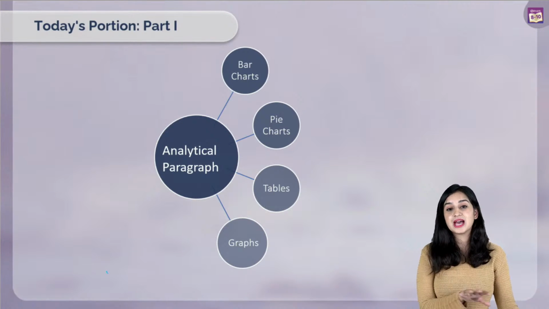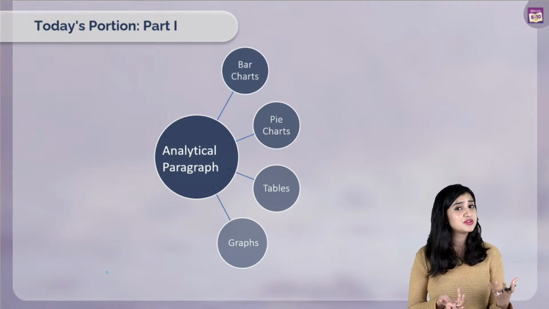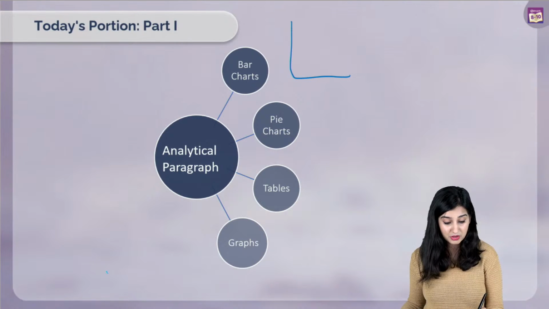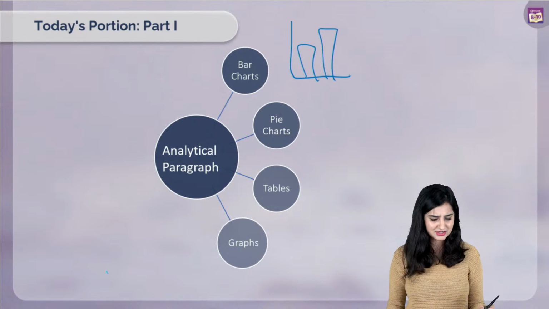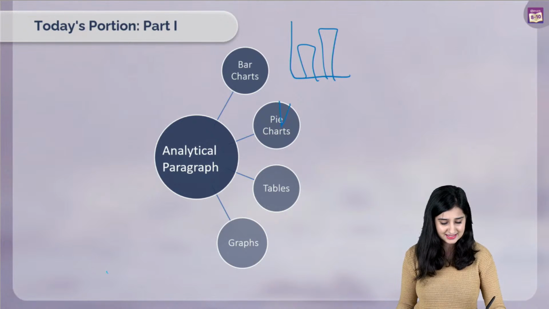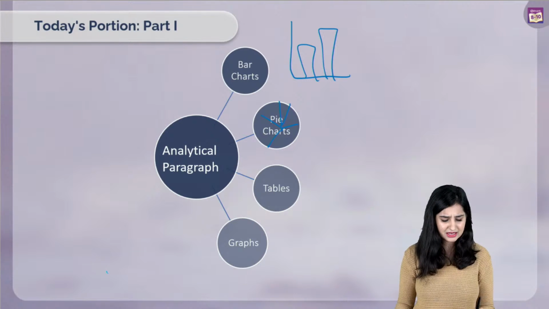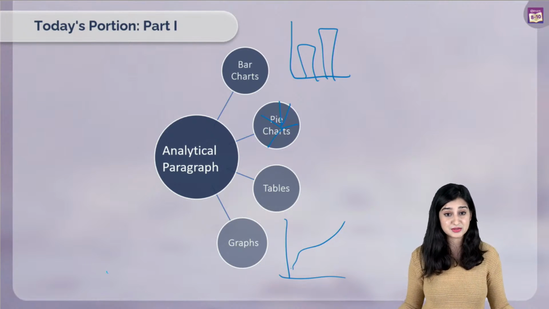Alright, so here we have our analytical paragraph. And what kind of data are you going to be presented with? It can be a bar chart. So just quickly draw what it will look like for you. Very bad drawing, I'm sorry, but see, that would be a bar chart. Pie chart would look exactly like this, but it will be divided into sections. Correct? Then you'll have a table. You all know what a table looks like, or it can be any other kind of a graph, like a line graph with different data points. Okay?